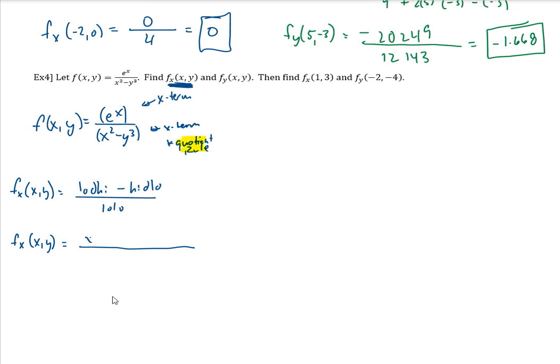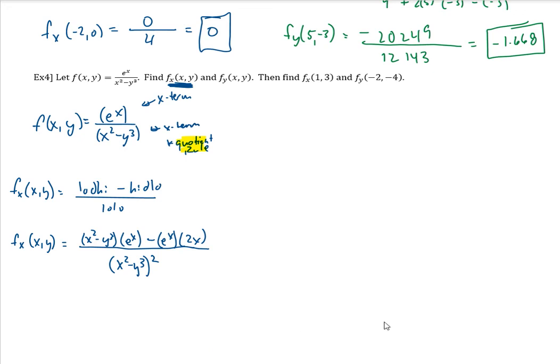Okay, so we have our partial derivative with respect to x is equal to, okay, so the low one is x squared minus y cubed times the derivative of the high. Well, the derivative of the high is e to the x. It's with respect to x, that's it. Minus the high one, which is e to the x, times the derivative of the low. Well, the derivative of the low with respect to x is 2x. And then that's it. The derivative of y cubed would be 0 because, again, it's with respect to x. And then all over the low one getting squared. So x squared minus y cubed squared.